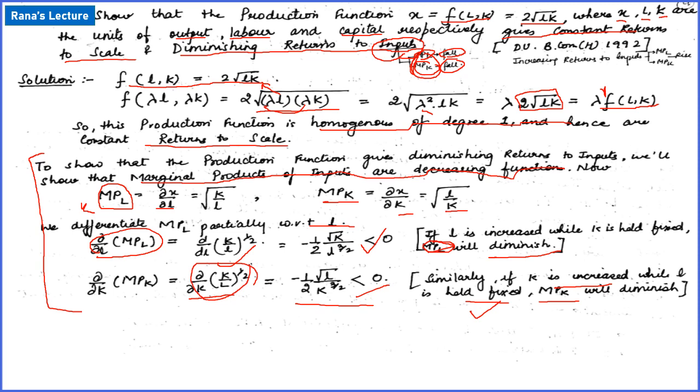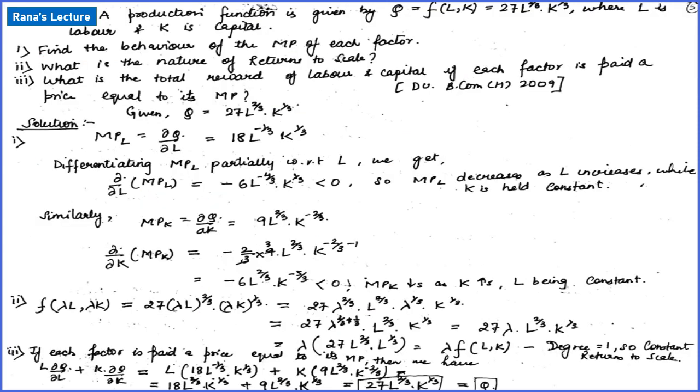Now next question. The function is given by Q equal to 27 L to the power 2 by 3 into K to the power 1 by 3, where L is labor and K is capital.